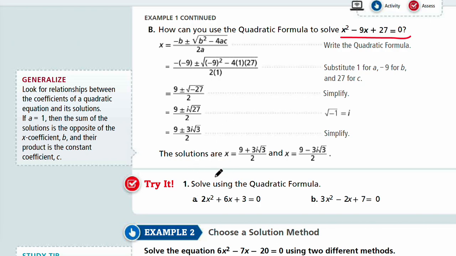So let's try number one. Solve using the quadratic formula. A, 2x squared plus 6x plus 3 equals 0. And B, 3x squared minus 2x plus 7 equals 0. Pause the video and see if you can do it by yourself. Come back when you're ready for answers.